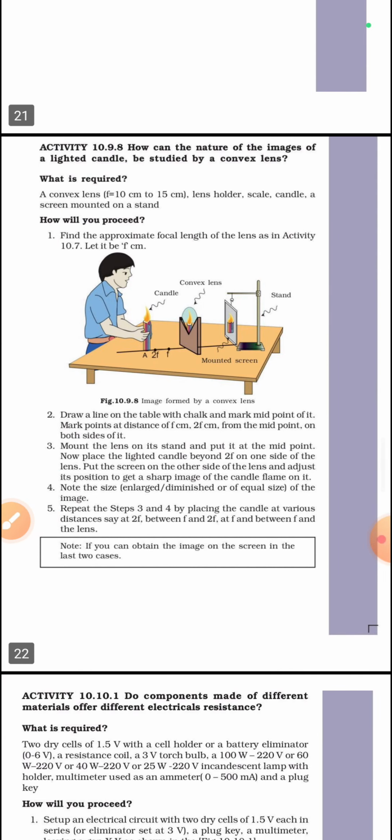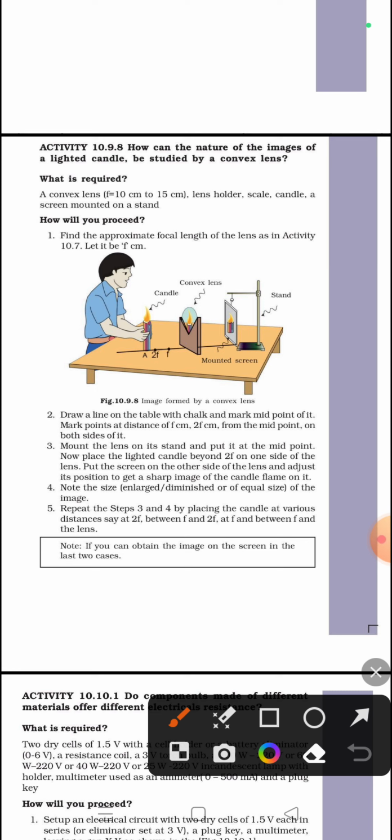Next, how can the nature of the image of a lighted candle be studied by a convex lens? In the same way, here in the place of a mirror, a convex lens is used to study the position of the image. Position of the image changes with respect to the object.